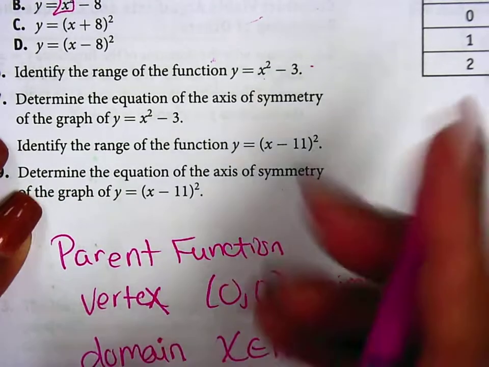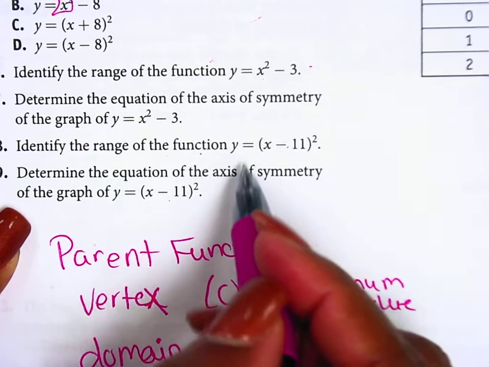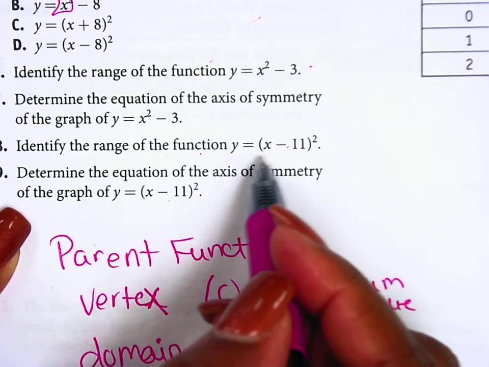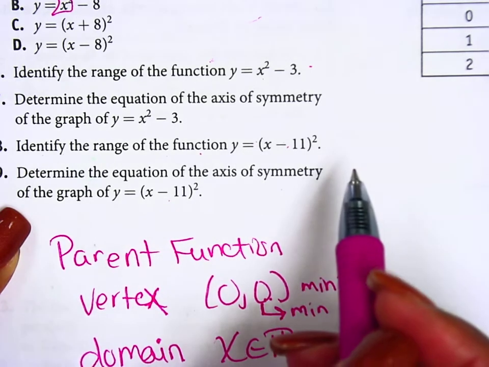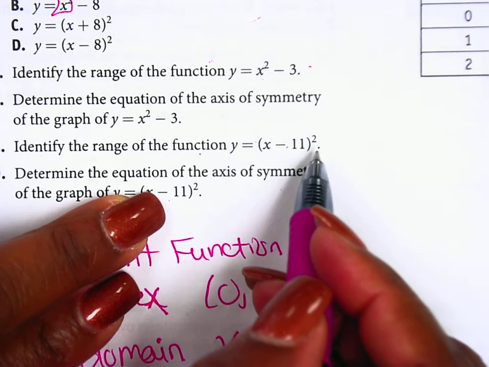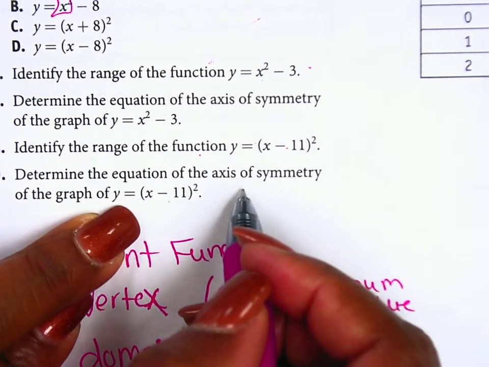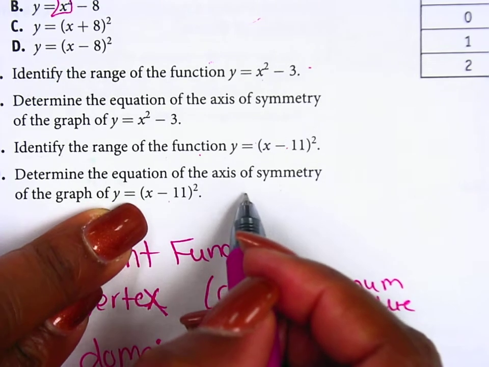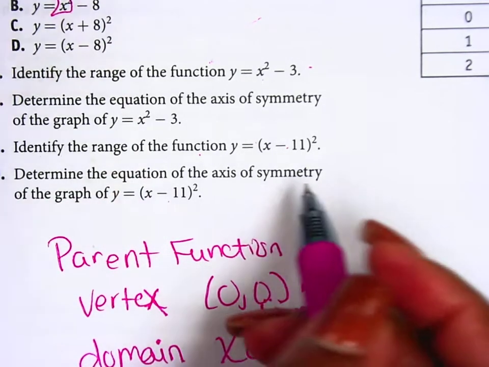Number 8 and 9 have the same function. Here, you're identifying the range, meaning you're saying y is greater than or equal to, because this is positive, whatever the y value is for the vertex. Number 9, here it's talking about the axis of symmetry. So it's going to be x equals whatever the x value is of the vertex.